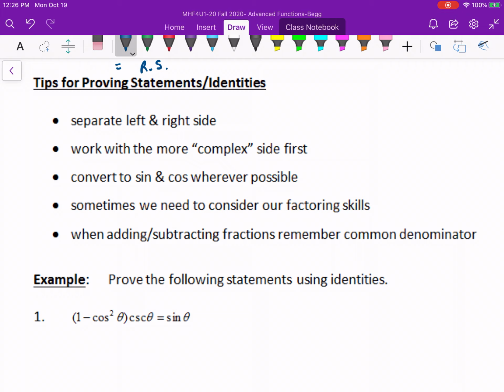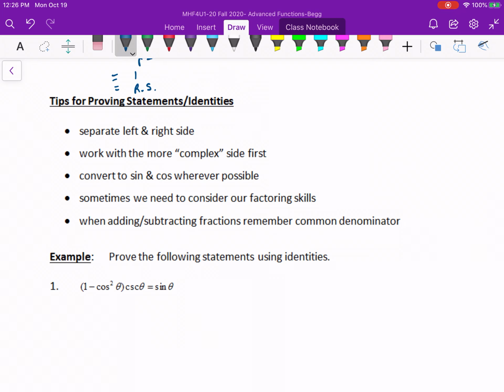Some of them are rules, some of them are more tips. So the rule is we have to separate the left side and the right side. We can't just rearrange like we're solving an equation, okay? We can't do that. We have to work on each side separately. Do start with the more complex side first, because we're always looking to simplify. And so the more complex side obviously gives us more opportunities of things we can simplify.